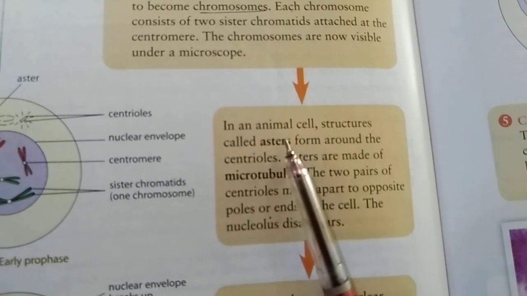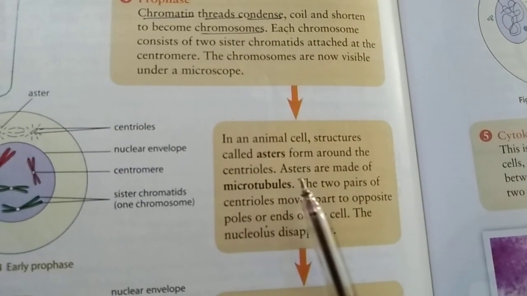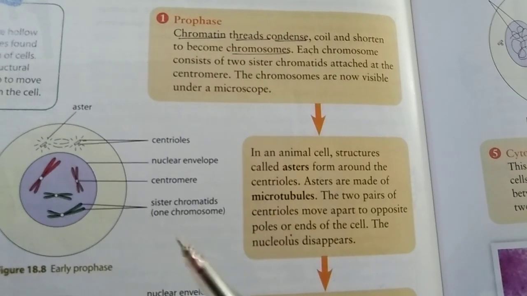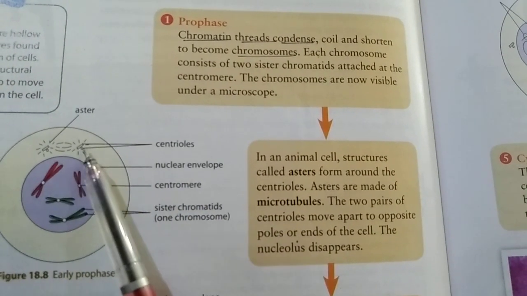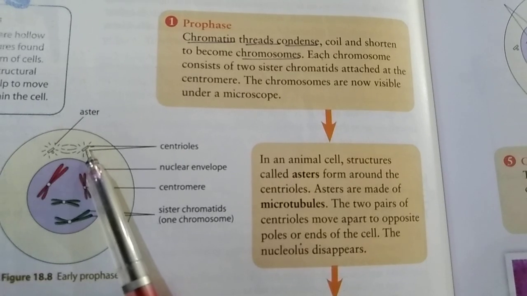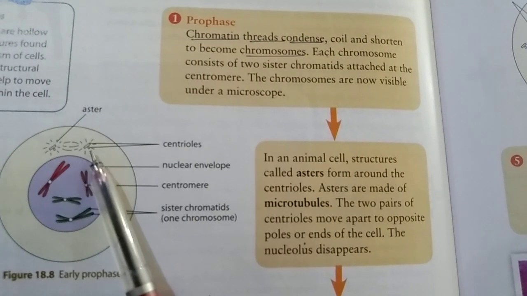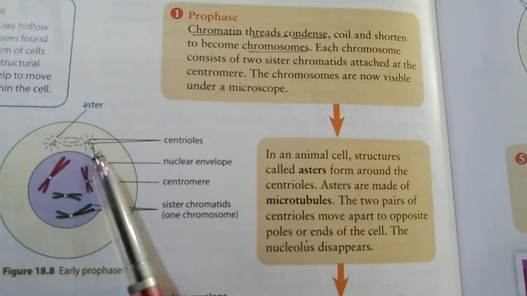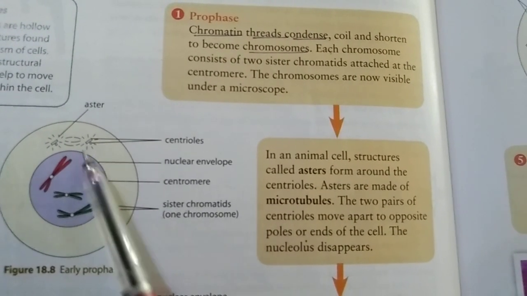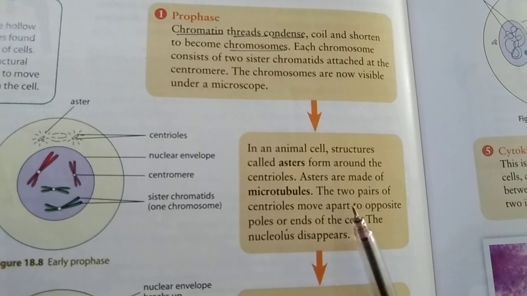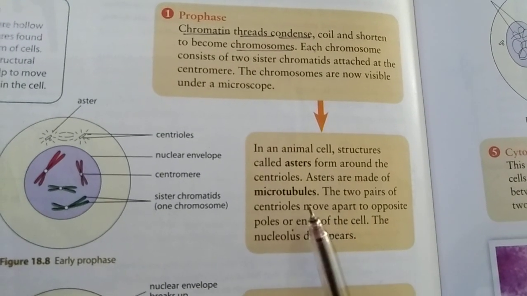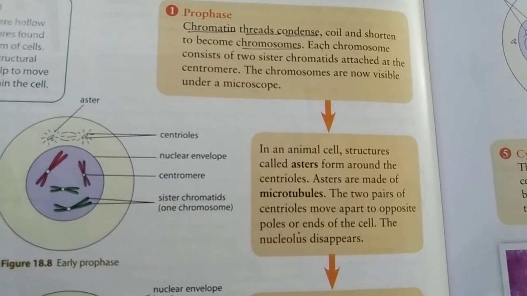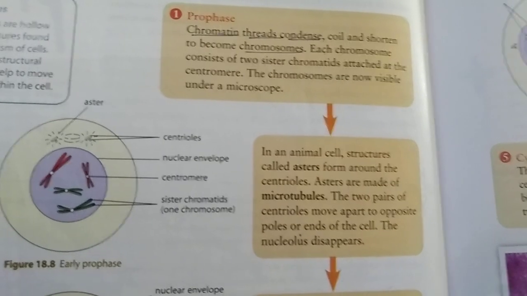In an animal cell, structures called asters form around the centrioles. Asters form around the centriole. That is a centriole, and the structure called the aster is formed around the centriole. Asters are made up of microtubules. Asters are microtubules which are visible in an electron microscope.